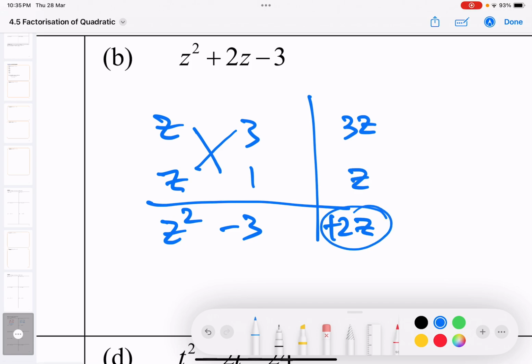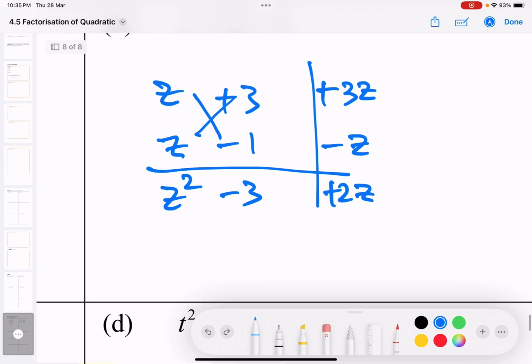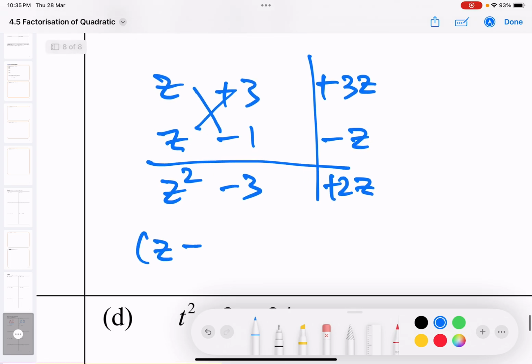How do I get positive 2? Maybe one of them must be positive, the other one is negative. So positive, negative. I double check, I multiply these two. Do I get negative 3? Absolutely. So my answer is correct. So z minus 1.